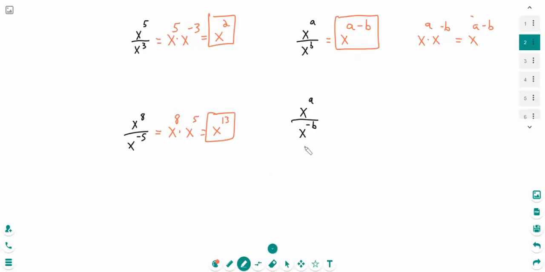All right. Very good. Let's go on to the next one. So here we have x to the a over x to the negative b, very similar to this one. And again, we're going to keep the numerator the same, x to the a. We're going to bring the denominator up. It's going to change its sign to a positive b. So I'm going to have an x to the a times x to the positive b, which is simply going to be x to the a plus b.